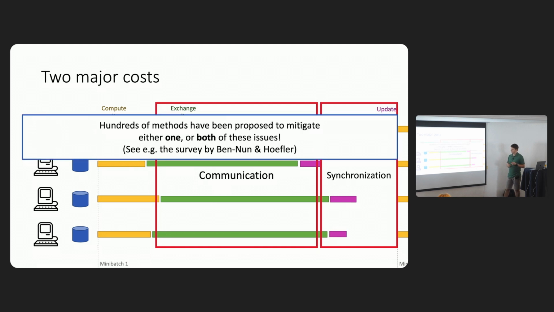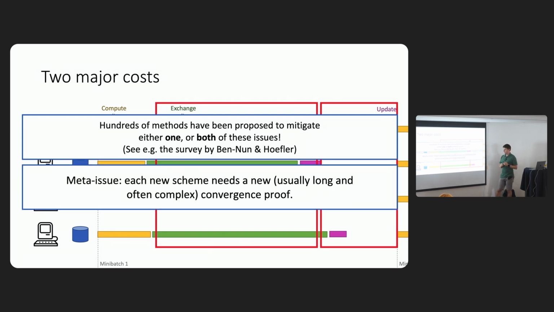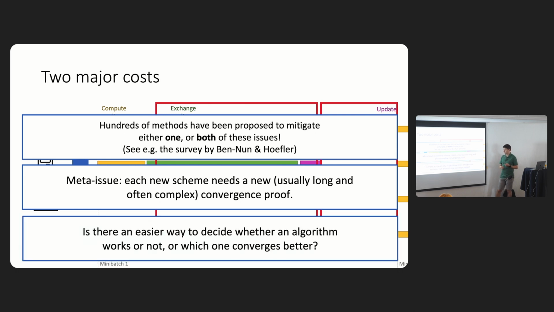There are currently hundreds of methods which are supposed to mitigate versions of this. You can have a look at this survey, which is already a bit old, I think 2019, but it covers a bunch of the methods up to that point. The other point from the theoretical perspective is that each new scheme usually needs a pretty long and complex proof of convergence, which attests its validity. Today I'll try to give you an overview of an easier way to decide whether an algorithm works or not.